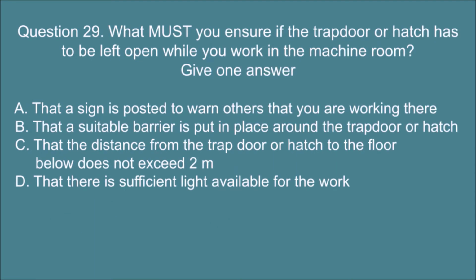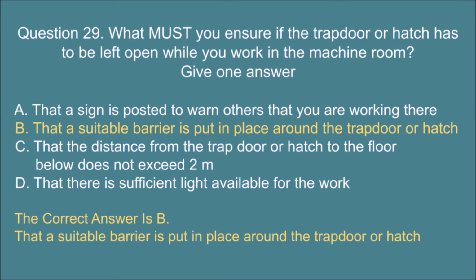Question 29. What must you ensure, if the trapdoor or hatch has to be left open while you work in the machine room? Give one answer. A. That a sign is posted to warn others that you are working there. B. That a suitable barrier is put in place around the trapdoor or hatch. C. That the distance from the trapdoor or hatch to the floor below does not exceed 2 meters. D. That there is sufficient light available for the work. The correct answer is B. That a suitable barrier is put in place around the trapdoor or hatch.